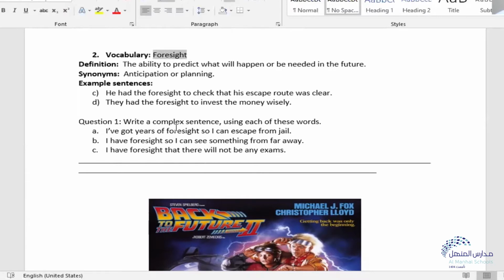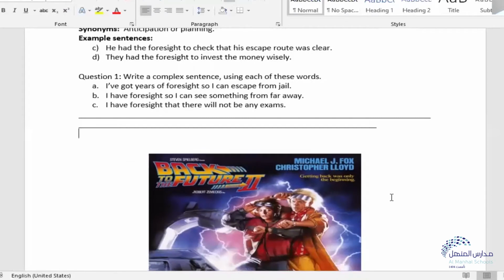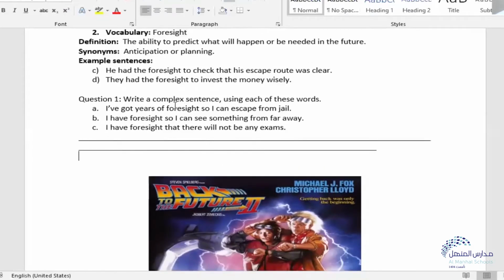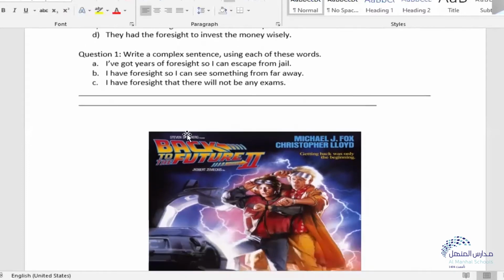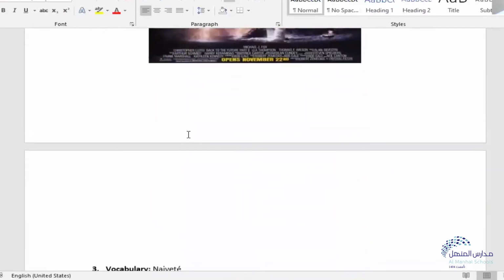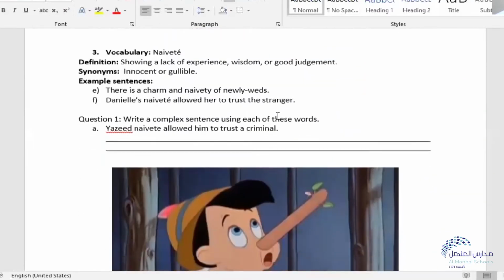"I've got years of foresight, so I can escape jail." "I have foresight, so I can see something from far away." "I have foresight that there will not be any exams." I told the student that was more of a wish than foresight. But yes, again, using the word in the sentence also helps to define the word. So those are very good sentences.